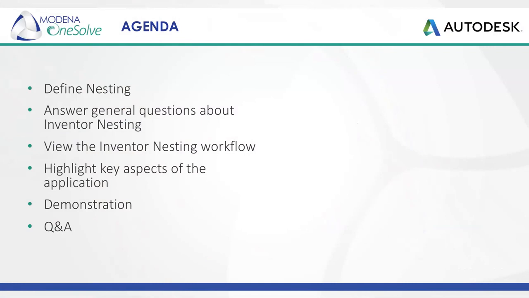The session topics for today: we will start off defining nesting and get an idea of what this process entails. I will then answer some general questions about Inventor nesting, where it can be found, who has access, and how it can be accessed. After this, we'll take a brief look at the nesting workflow and then highlight some key aspects of the application. This will then be followed by a demonstration of Inventor nesting. To end, we'll have a short Q&A session.